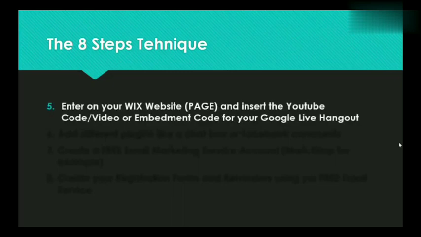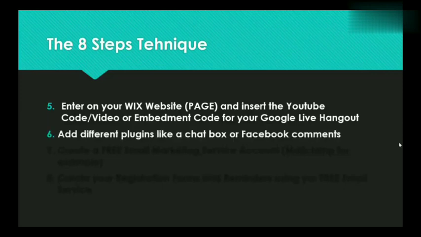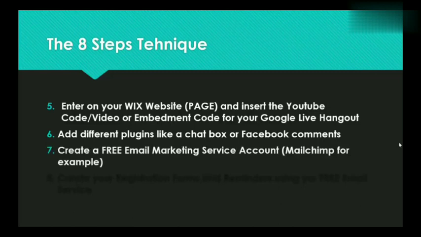After that, step number 5 is to enter the Wix website page that you have created. You insert the YouTube video code or embed code for your Google Live Hangout there on your page, wherever you want the actual webinar to appear. You can add different plugins there, like a chat box or Facebook comments to that page if you want to, and I will show you an example for that.